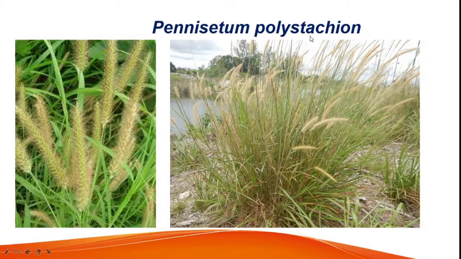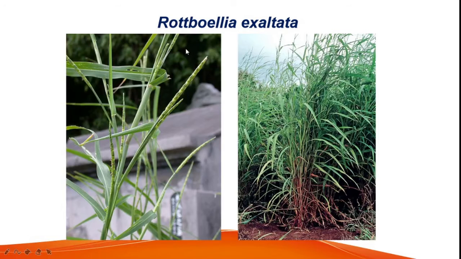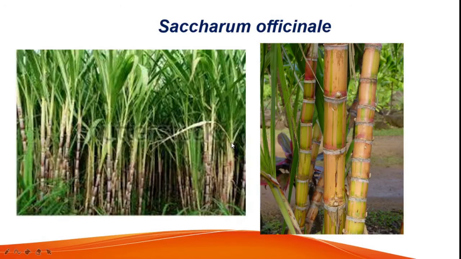Next is Pennisetum polystachyon, very common grass plant. This is the habit of the plant. These are the views of the inflorescence. The next plant, that is Rottboellia exaltata. This is the plant, habit and the inflorescence. Then Saccharum officinarum, very common plant.